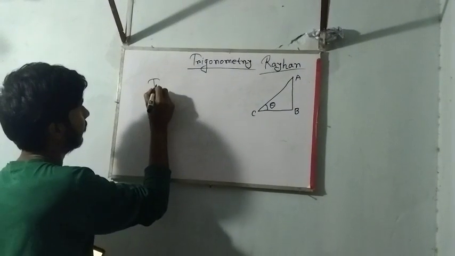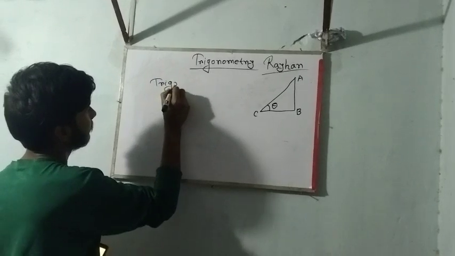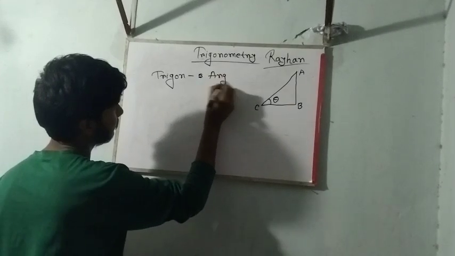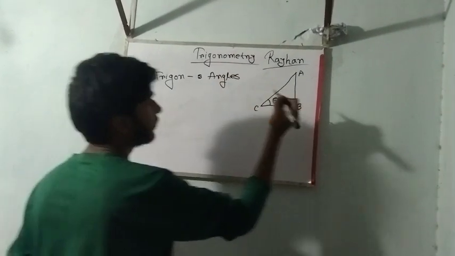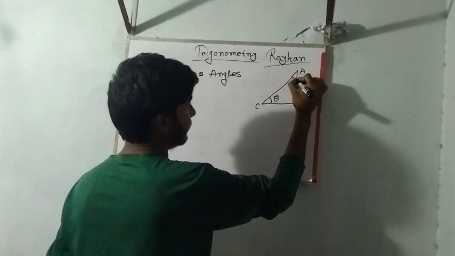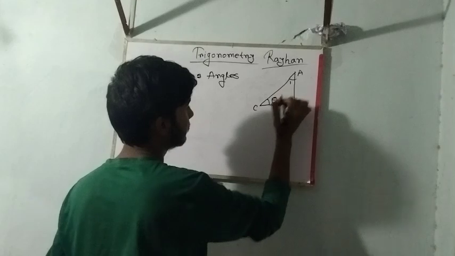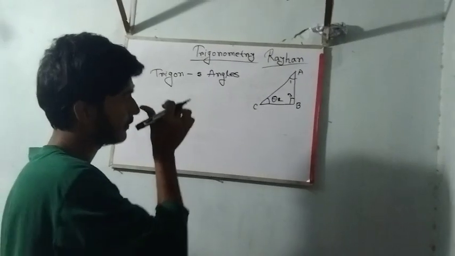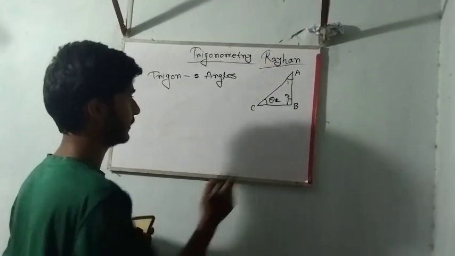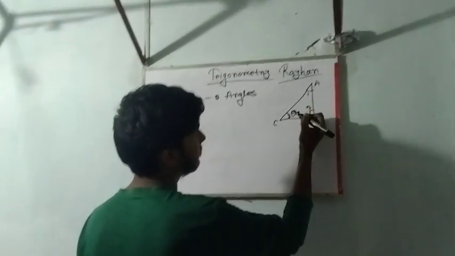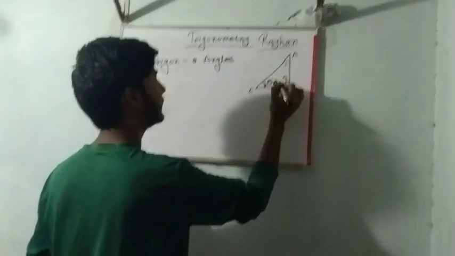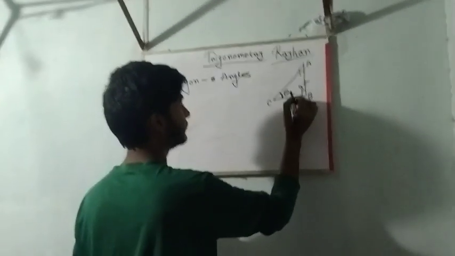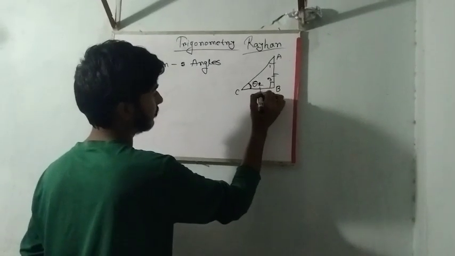The word trigon. Trigon means three angles. In a triangle there are three angles. If we count, this is angle number 1, this is angle number 2 and this is angle number 3. In a right angle triangle there is one right angle, and this is that angle. If we think about theta, the opposite arm is called perpendicular, and the adjacent arm of theta is called base.